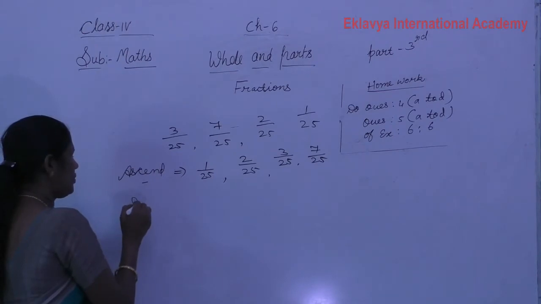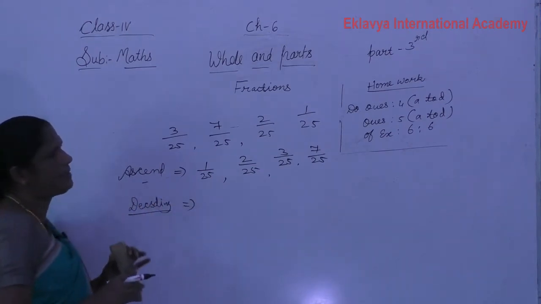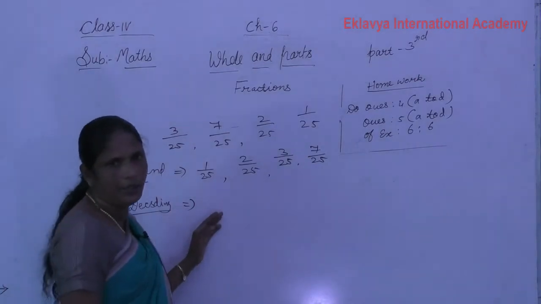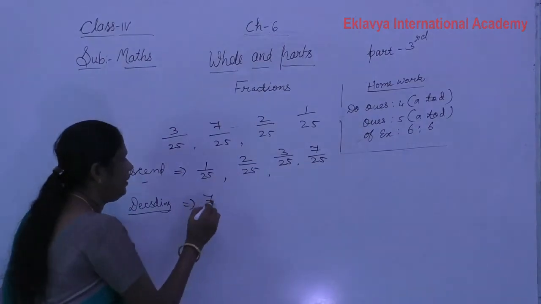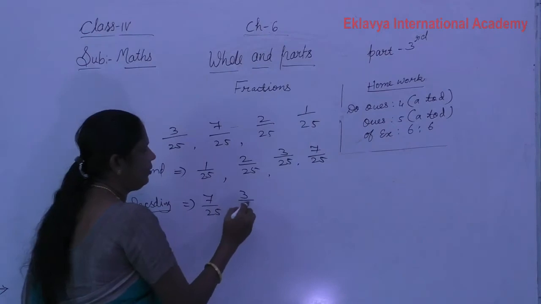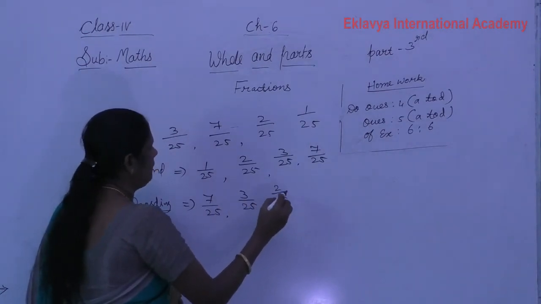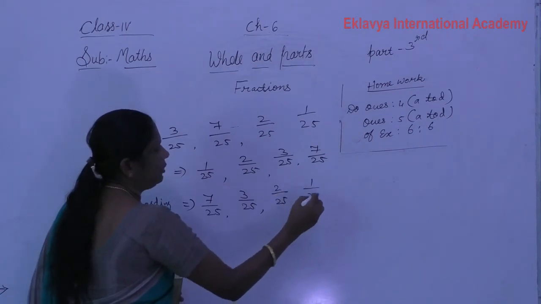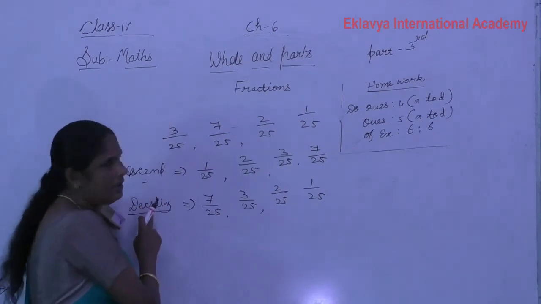Here, in this question, we write in descending order. Descending means greater to smaller. Which is greater? This 7 by 25, then 3 by 25, then 2 by 25, then 1 by 25. Understand? This is in ascending order. This is in descending order.